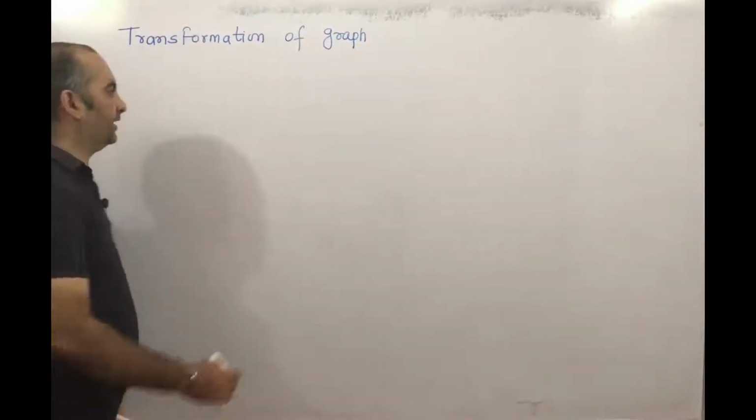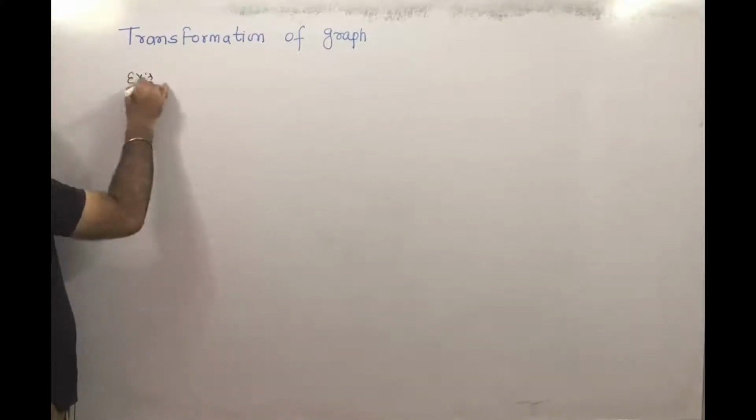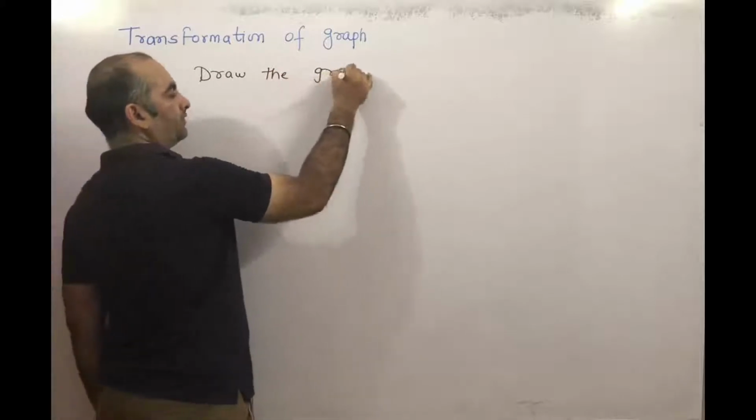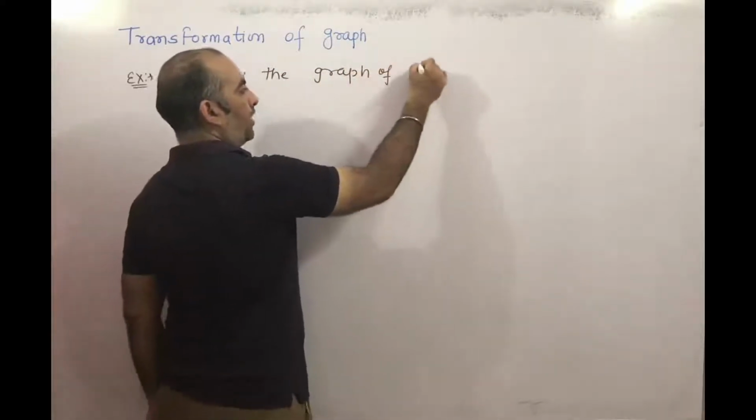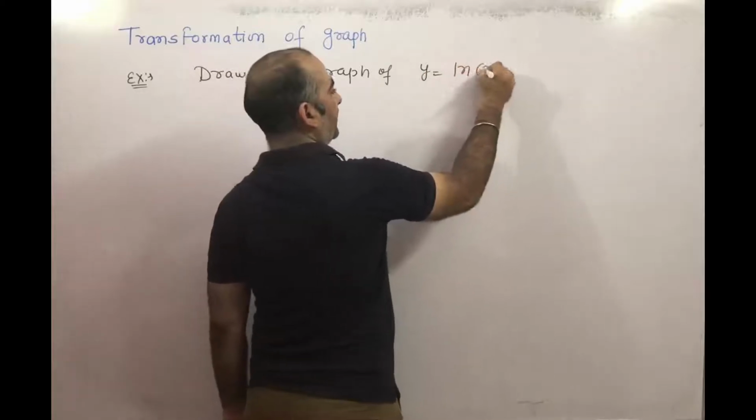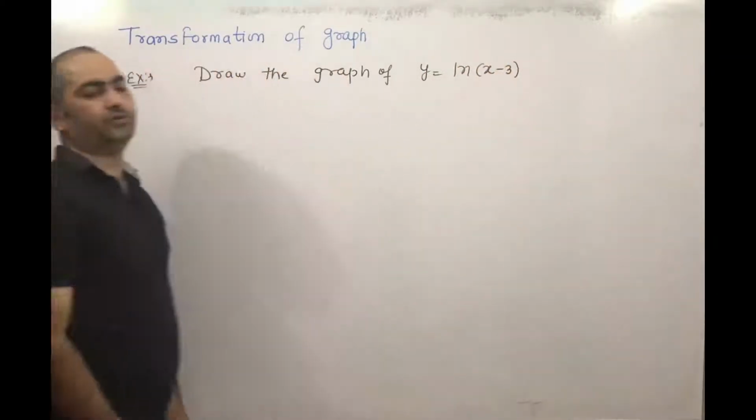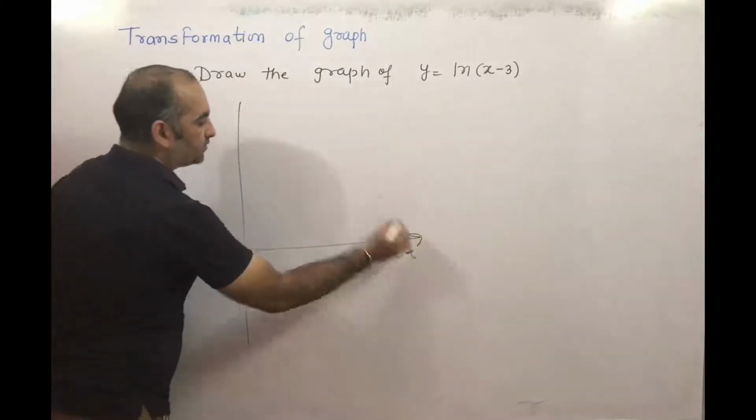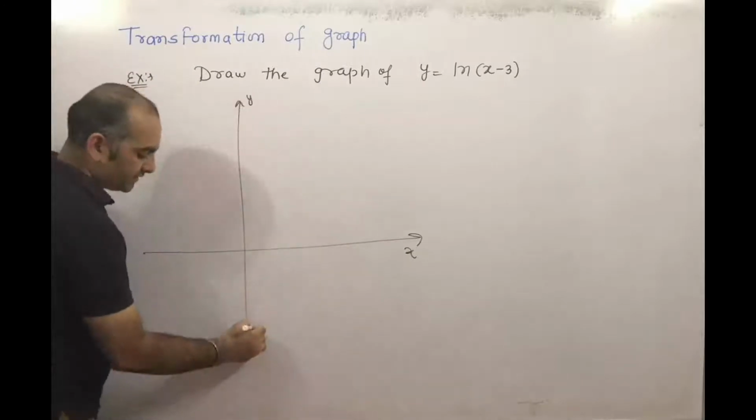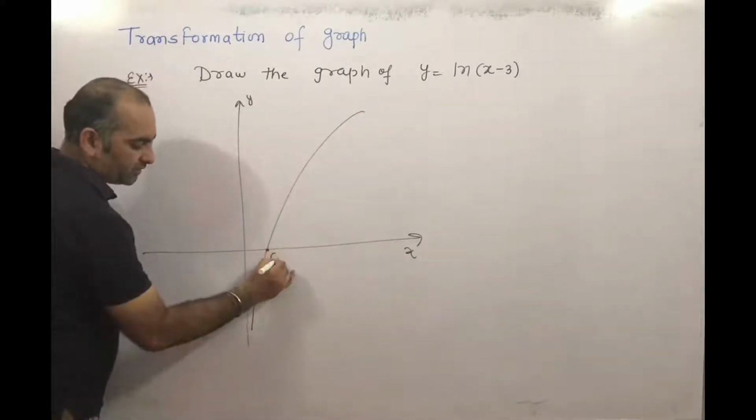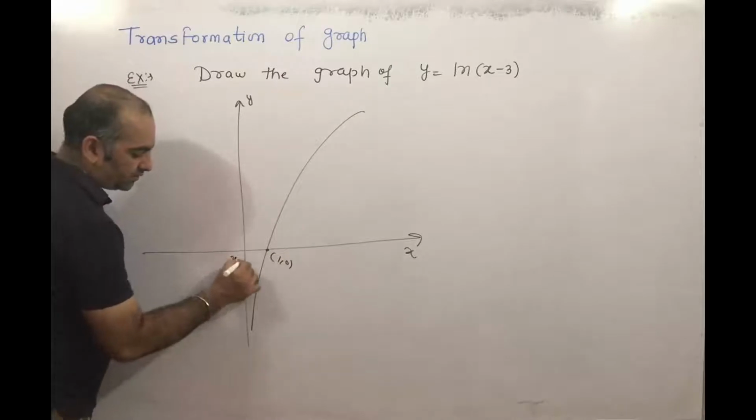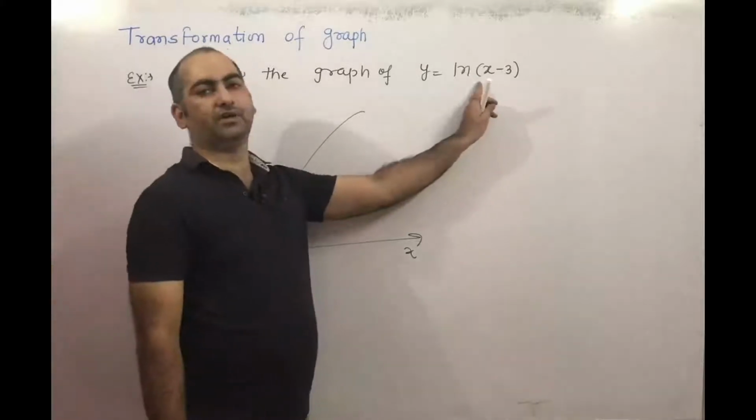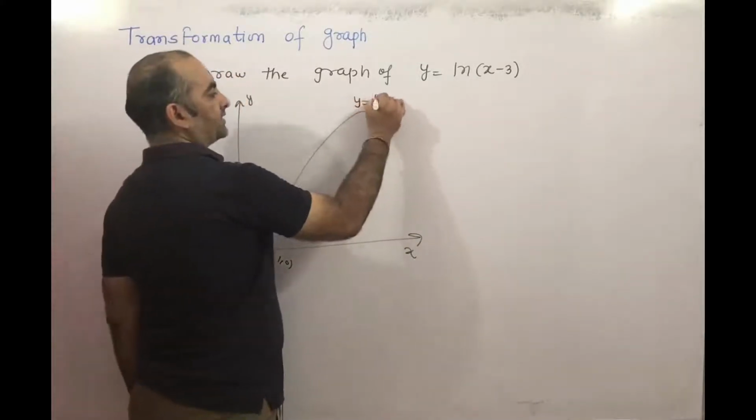Next we are taking an example. Draw the graph of y equal to ln of x minus 3. This graph we have to draw. We know the y equal to ln x graph. This is the x axis, this is the y axis. The y equal to ln x graph is this one. This point is 1, 0, and this is x equal to 0, the y axis. We want to find out this graph, and this is the y equal to ln x graph.